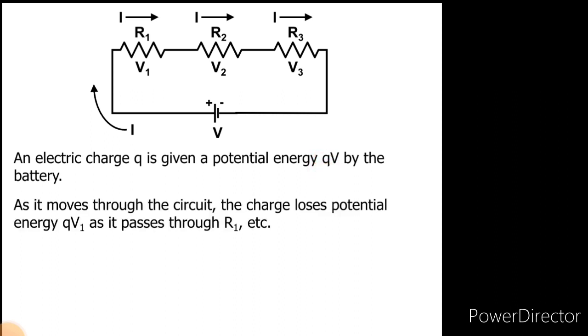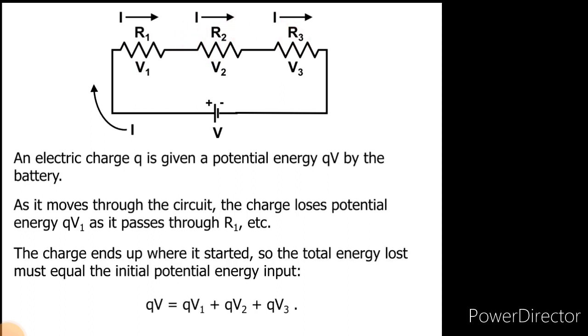So, as it moves through the circuit, the charge loses potential energy QV1 as it passes through R1, etc. So, naglulose siya ng potential energy dito, dito, at dito. Okay? The charge ends up where it started. So, the total energy lost must be equal to the initial potential energy input. So, ibig sabihin nun, kung ano yung ipinasok na potential energy dito, yun dapat yung total potential energy na gamit dito sa tatlong ito. So, we say that yung QV na pumasok is equal to the QV in 1, the QV in 2, and the QV in 3.